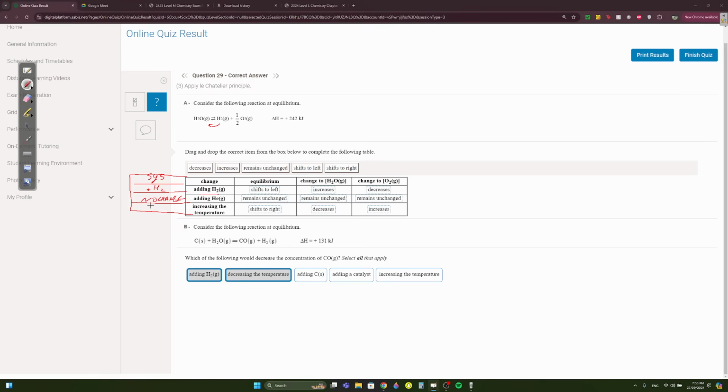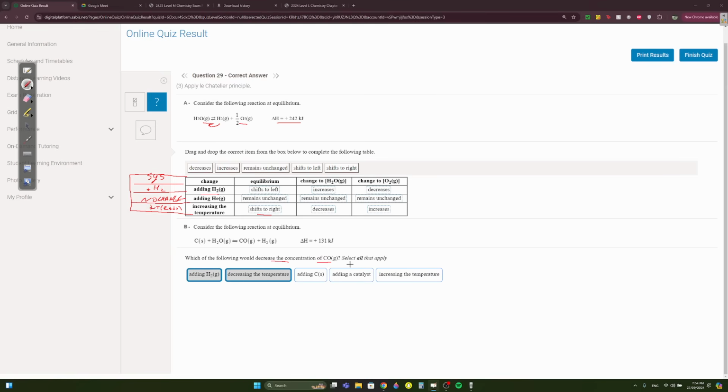If you increase the temperature, the system has to decrease the temperature, in other words, endo. We know delta H is positive, so the forward is endo. So we're just going to shift to the right. What happens to H2O when you shift to the right? It decreases. What happens to O2? It increases, obviously. They gave you another reaction in part B.